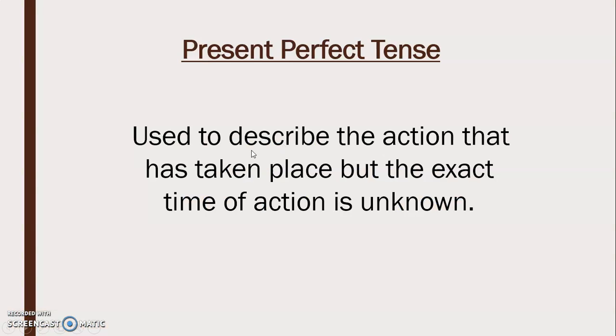So the present perfect tense is used to describe an action that has taken place, but the exact time of the action is unknown. This means that the action happened in the past, but there is no indication of when this action has taken place. Alright, so there's no mention of the time there. It means that in the sentence, there is no specific word that describes time. There's no word like yesterday, 2 weeks ago, last year, or last night. Okay, so the time is unknown.